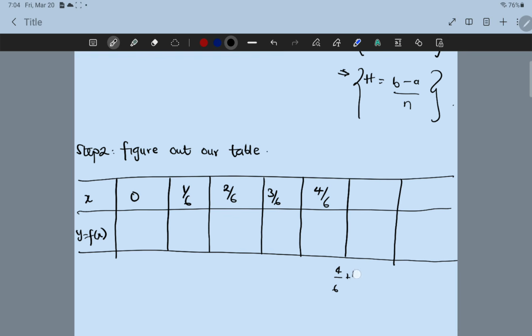What is 4 over 6 plus 1 over 6? I believe that's 5 over 6. What is 5 over 6 plus 1 over 6? I believe that's what? That's 6 over 6, which is approximately 1. Have you now seen that we have come from 0 and we have ended at 1, what the boundary integral says? Did you see that?